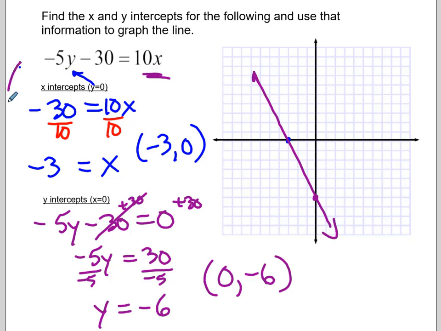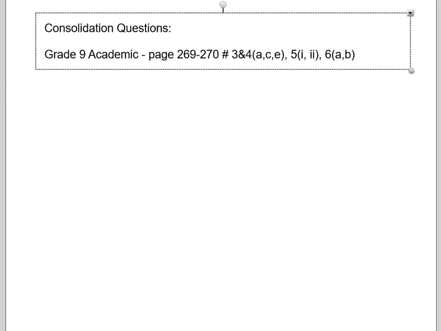So that's a strategy you need to have. It's really important. If you try it a couple times, you'll see it's actually really fast. There's a couple questions to try, and thanks for tuning in.